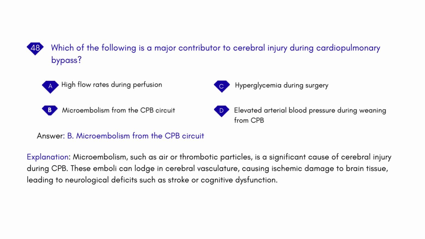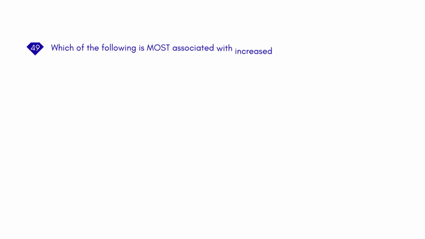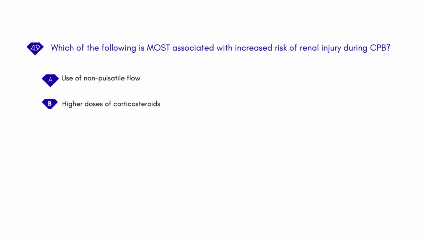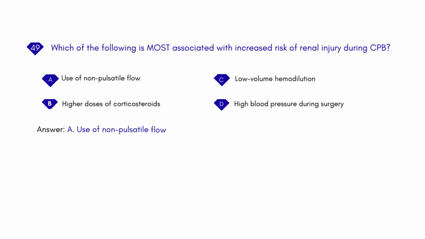Which of the following is most associated with increased risk of renal injury during CPB? A. Use of non-pulsatile flow. B. Higher doses of corticosteroids. C. Low-volume hemodilution. D. High blood pressure during surgery. Answer: A. Use of non-pulsatile flow.